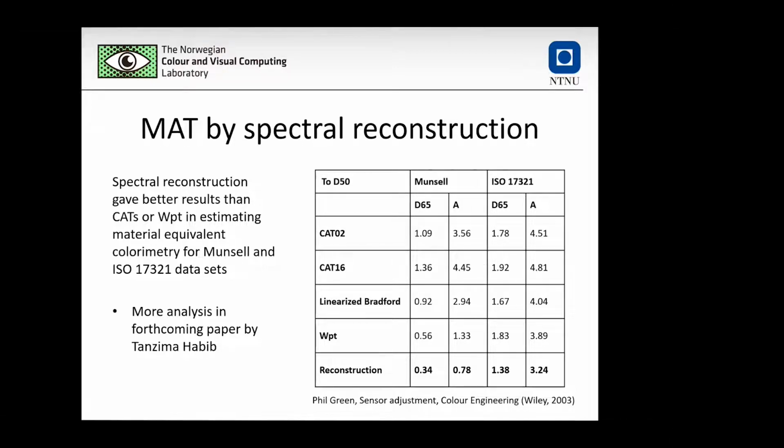If I compare illuminant A going to D50, I've got errors on the order of 4 delta E in those two CATs. But with the reconstruction method, I've got an error less than 1. So that really is a big improvement, and that's just simply implementing that third order polynomial. This is something Tanzima is working on at the moment, and she will be doing a paper in the near future.